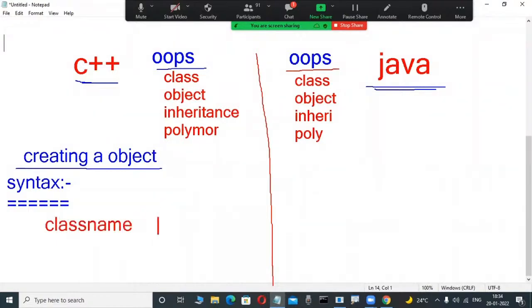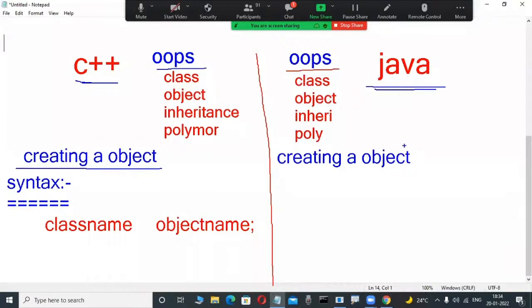Class name, space, object name. This is the syntax to create an object from a class in C++. Creating an object is there in Java also. Now observe here: suppose we want to create an object from a class in Java. Don't worry what that is.